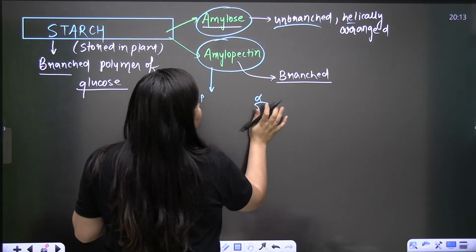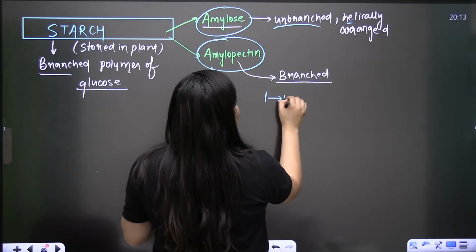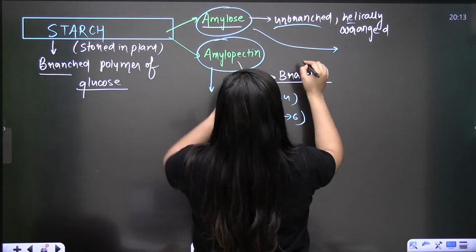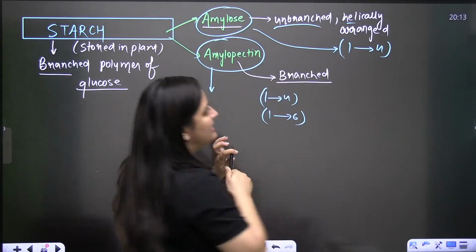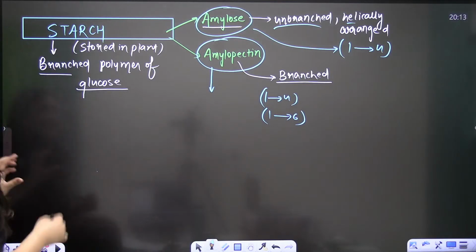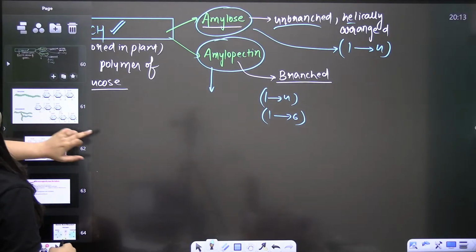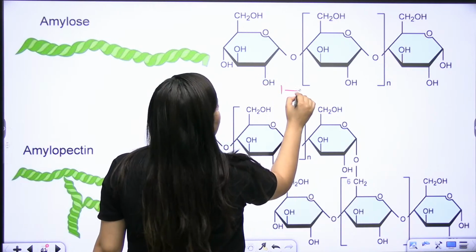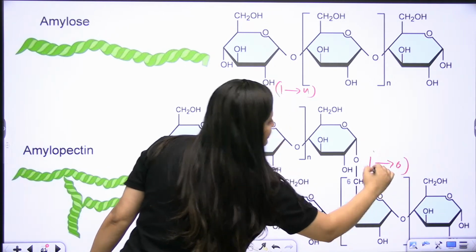So if amylopectin is branched, obviously it will have 1,4 and 1,6 linkage at the point of branching. Amylose is linear but helically arranged, so it has 1,4 linkage only. Ultimately they are the starch. Let me show you the diagram. Amylose is straight, so linkage is 1,4, and in amylopectin, at the point of branching, you will see the 1,6 linkage as well.